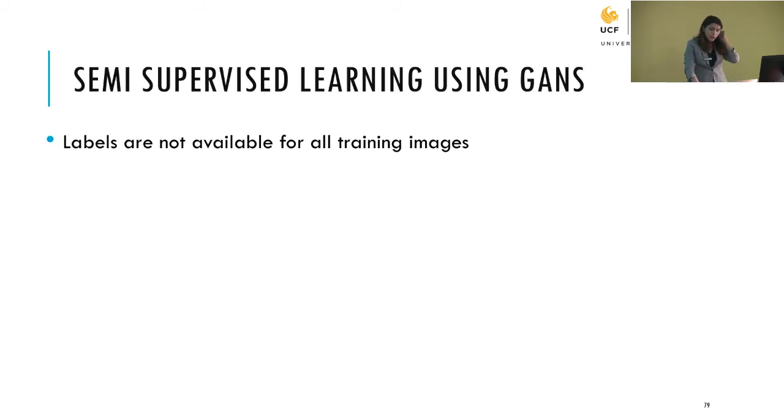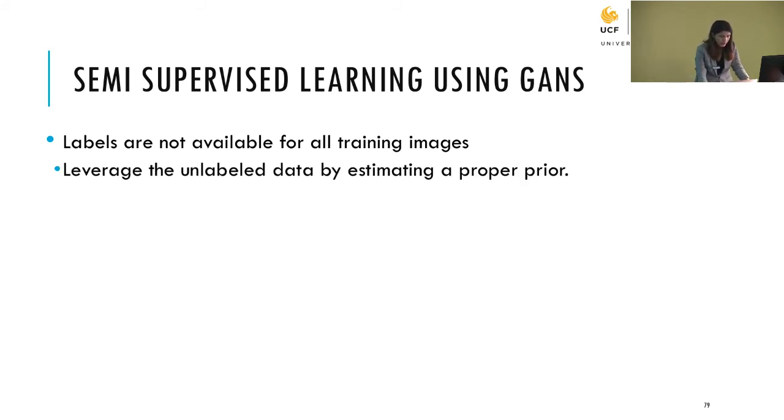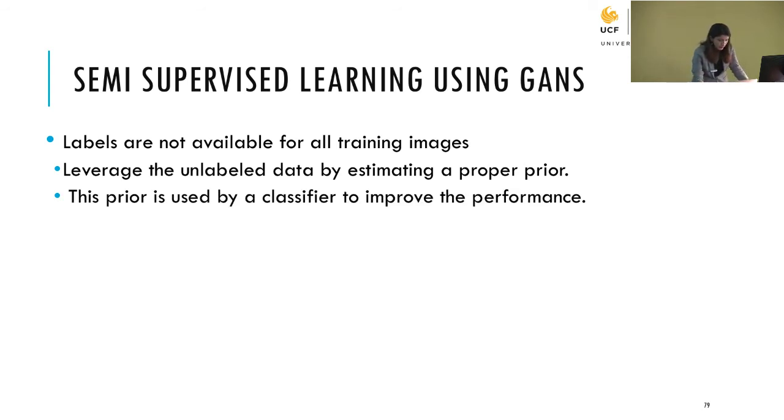So now we want to use GANs in a semi-supervised fashion. We can say that this adversarial loss is somehow better than other losses for generative models. So we want to leverage unlabeled data by estimating a proper prior. Then this prior is used to improve the classifier.